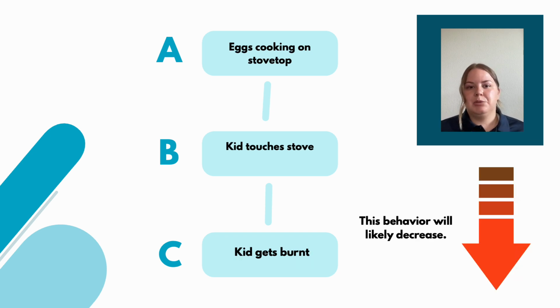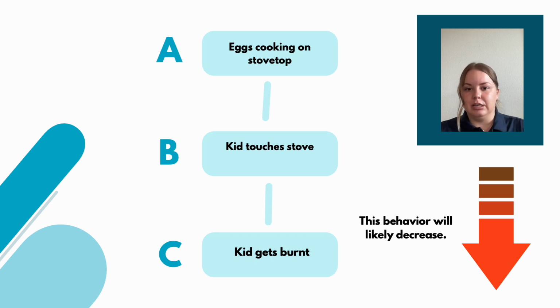Another example is we've got some eggs cooking on the stovetop, and a kid sees them cooking there, the kid touches the stove, and the kid gets burnt. So we have the antecedent stimulus: the eggs cooking on the stovetop, and the kid sees them. We've got the behavior: the kid decides to go touch the stove. And then the consequence, or what happens after, is it's super hot. We have that stimulus change. The kid touches it, they get burnt.